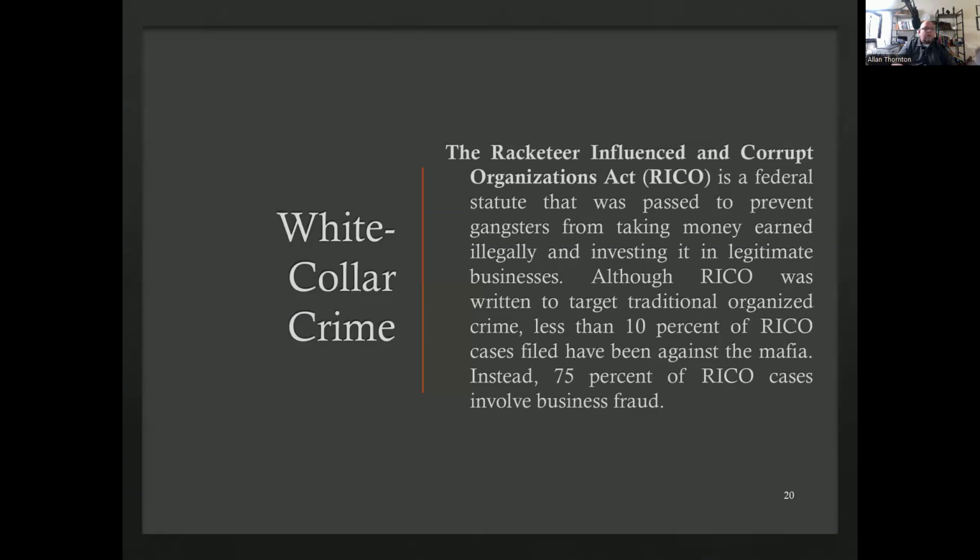Now, more and more, RICO is used against businesses, not so much organized crime and those issues. 75% of the cases, and this is from a few years ago, involve some type of business fraud. The reason being, businesses have that same structure. They have a CEO at the top, and then it just expands down. And you start getting those people at the bottom, they will start telling on the people at the top. That's the reason RICO works so well for that.